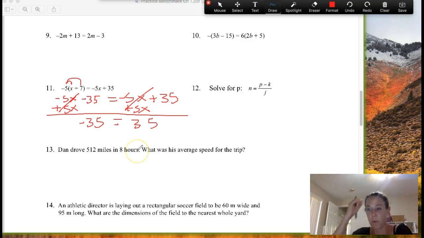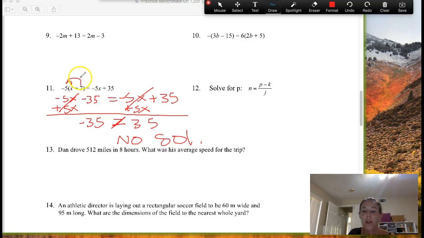Now 2 things can happen when I have no more x's. I can either have all real numbers or I can have no solution. Now this case is going to be a no solution case because look at what I've got. -35 equals 35. When does that happen? -35 does not equal 35. They are not the same number. This guy's negative, this guy's positive. This is no solution. There is no x I can put in here that will make these two equal each other.